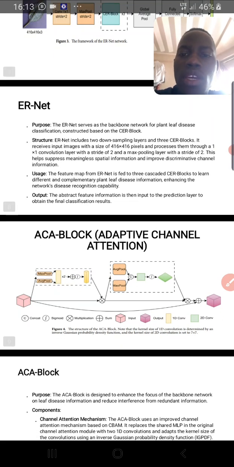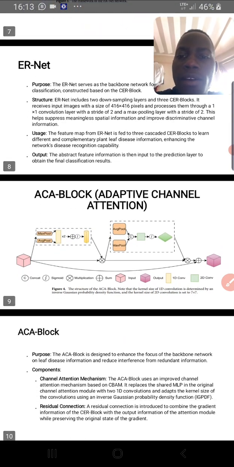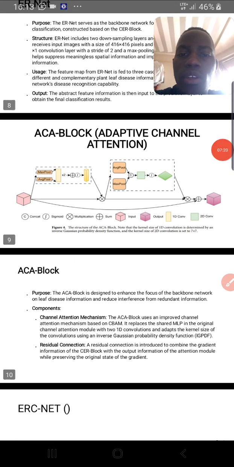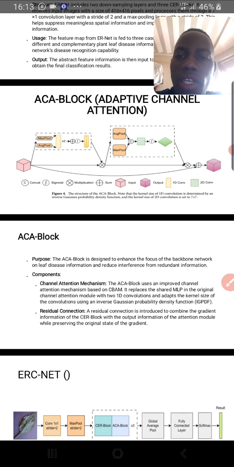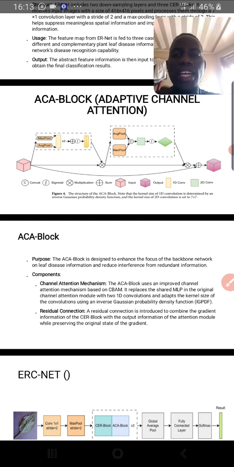So we have the SCA block. The SCA block is the adaptive channel attention. As we said, our model works with attention. This module is designed to enhance the focus of the backbone network on leaf disease information and reduce interference from the redundant information.